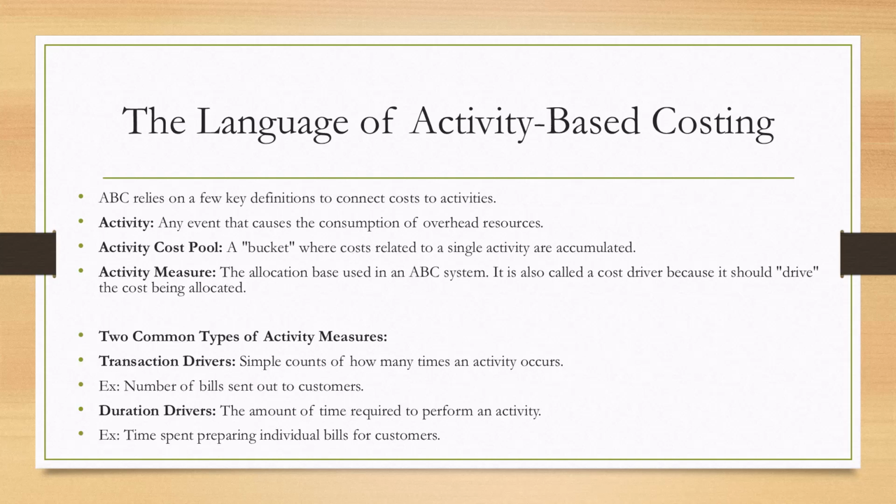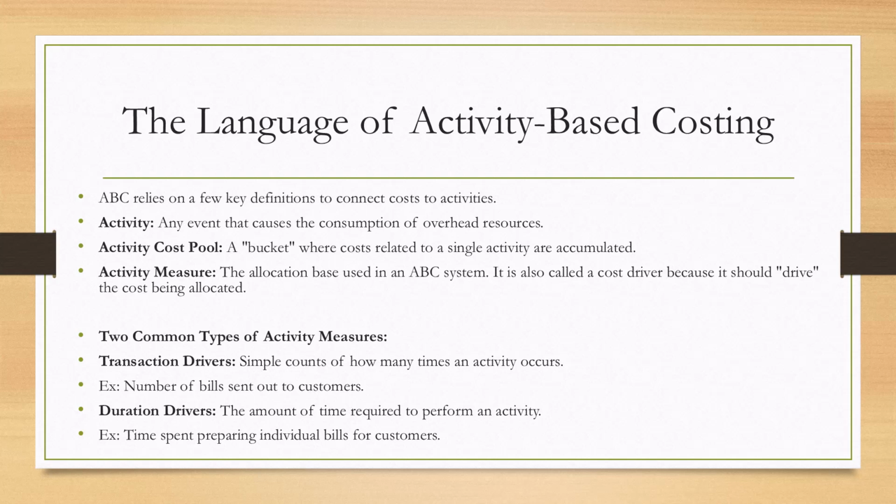To work with ABC, we need to understand its language. It relies on a few key definitions to connect overhead costs to the activities that cause them. An activity is any event that causes the consumption of overhead resources. An activity cost pool is essentially a bucket where we accumulate all the costs that relate to a single activity. And an activity measure is the allocation base that we use in the system. We also call this a cost driver because it should be the factor that truly drives the cost being allocated.